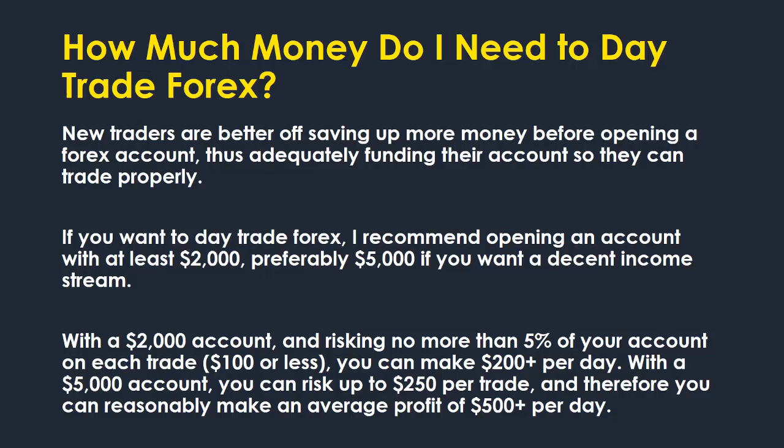So here's why. With a $2,000 account and risking no more than 5% of your account on each trade, that means you are only risking $100 or less on each trade. Okay, 5% of $2,000 is $100. So you can make $200 plus per day if you have a strategy with an edge that makes you win twice as much as you're willing to risk. All right, so with a $5,000 account, you can risk up to $250 per trade. That's 5% of $5,000, and therefore you can reasonably make an average profit of $500 per day, because we're willing to risk one, and we're willing to win twice as much, a 1 to 2 risk to reward ratio.